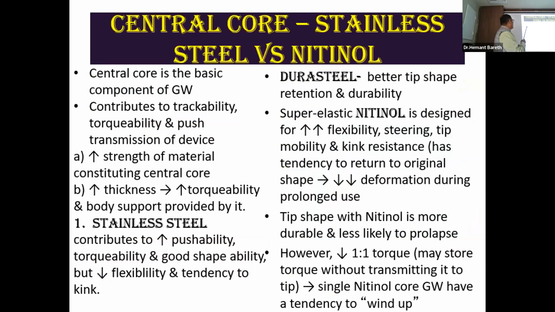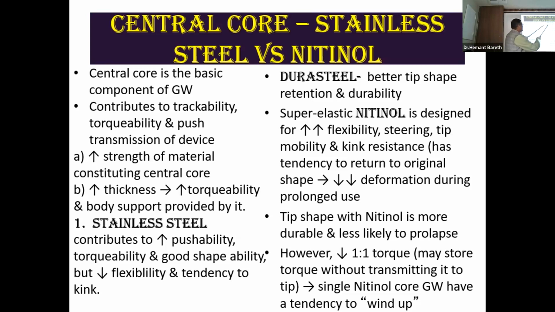Central core is the basic component of a guide wire because it contributes to trackability, which means how the wire tracks along the vessel, torqueability, which means how it rotates, and pushability, of not only the wire but also the device. And therefore, if the strength of the material is more and if the thickness is more, there is more torqueability and there is more support, less flexibility. So stainless steel has got more pushability, torqueability, shapeability, but less flexibility and more tendency to kink.